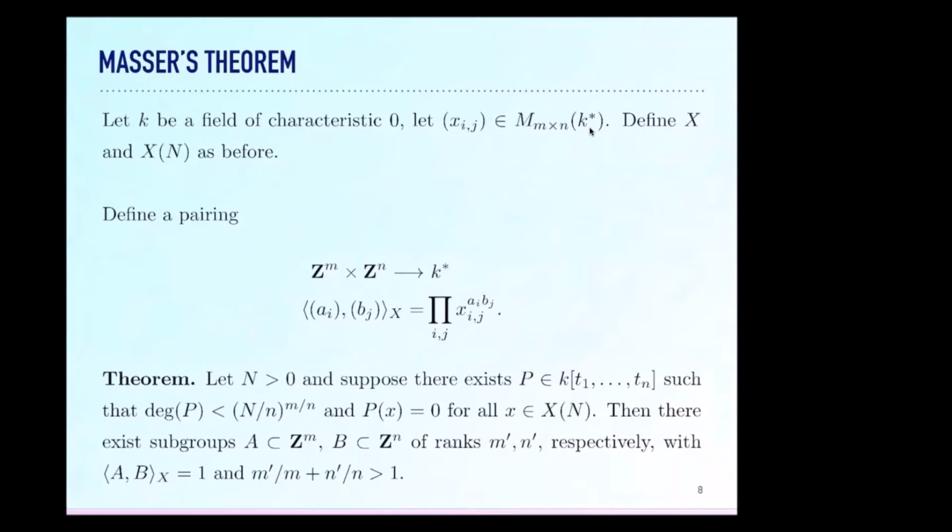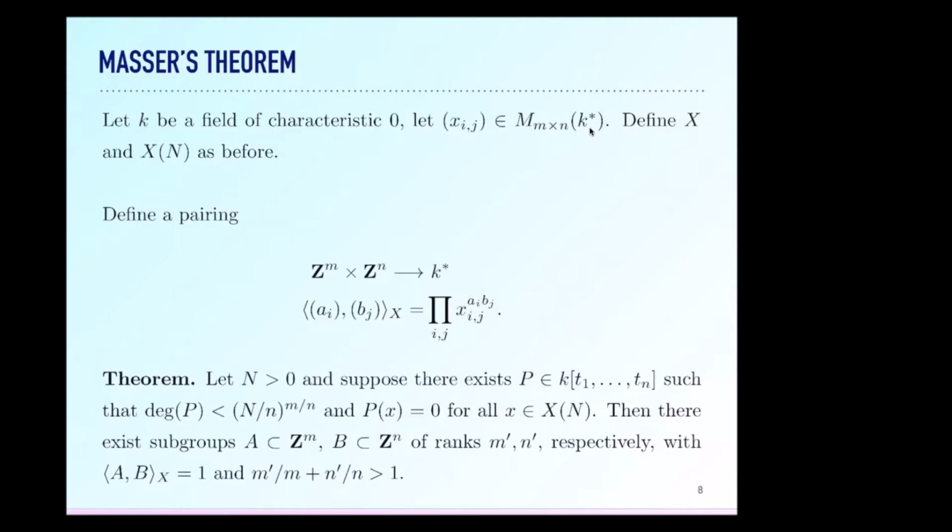So you start with any field of characteristic 0, and you take a matrix of non-zero elements in that field, and you define this box X of N as before. Now let's define a pairing on Z^m cross Z^n into k star using this group X, which is the product of x_ij to the power of a_i times b_j. So this is a bilinear pairing on Z^m cross Z^n into k star.